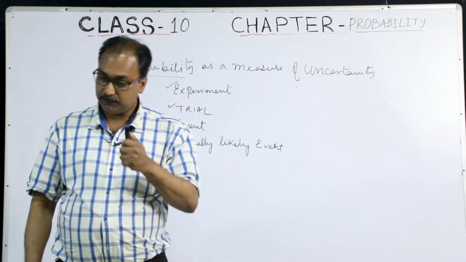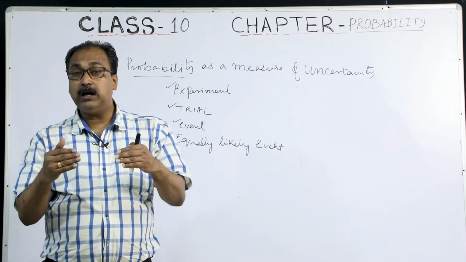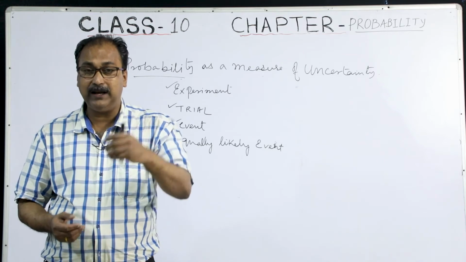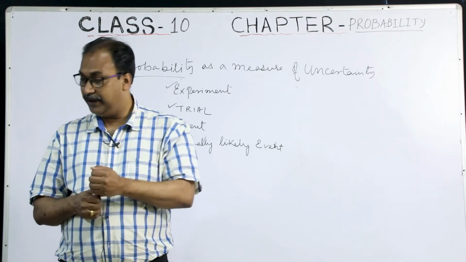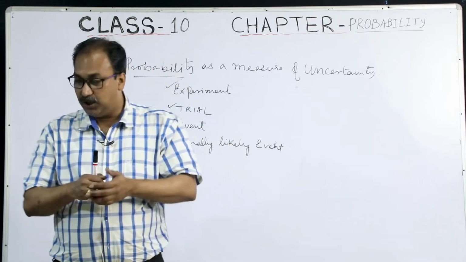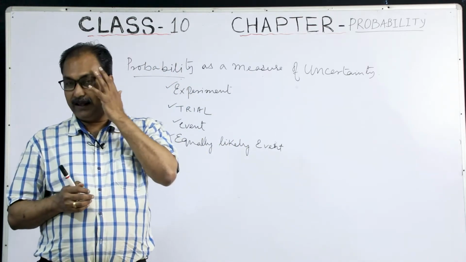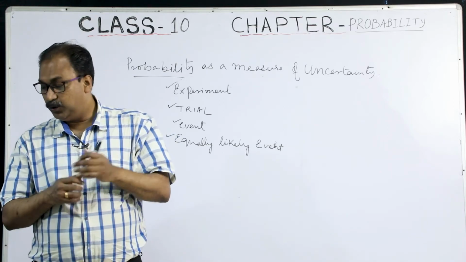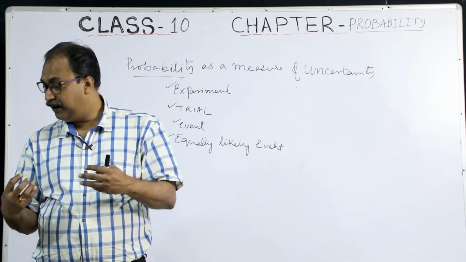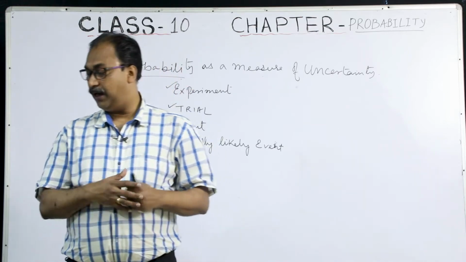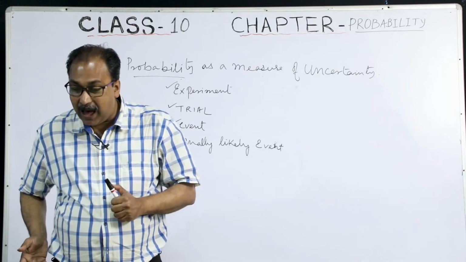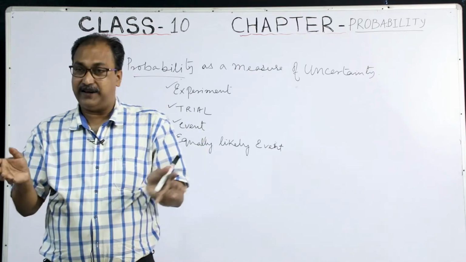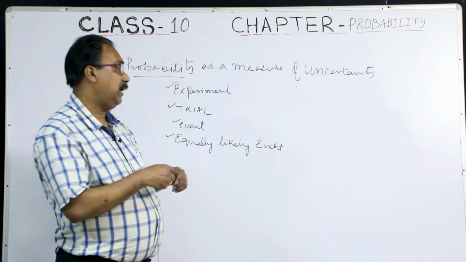So I repeat again, you can write it also. Outcomes of a trial are said to be equally likely outcomes or equally likely events if, taking into consideration all the evidence, there is no reason to expect one in preference to the other. Example: in throwing an unbiased die, all the six faces are equally likely to come.